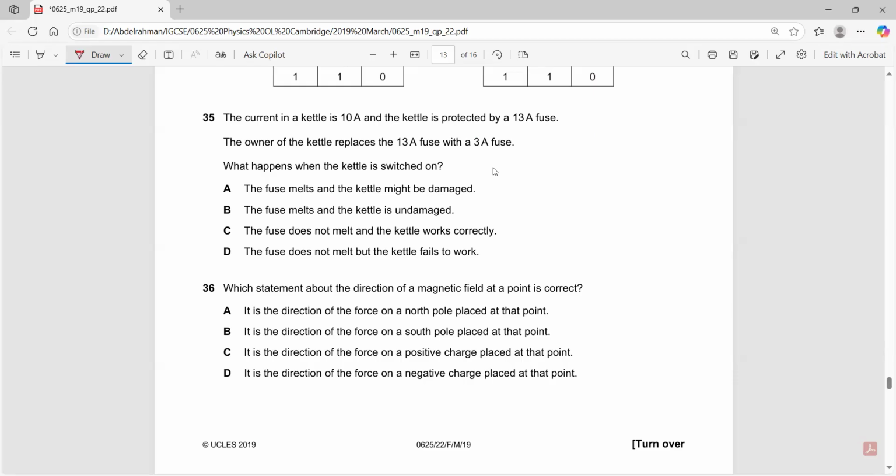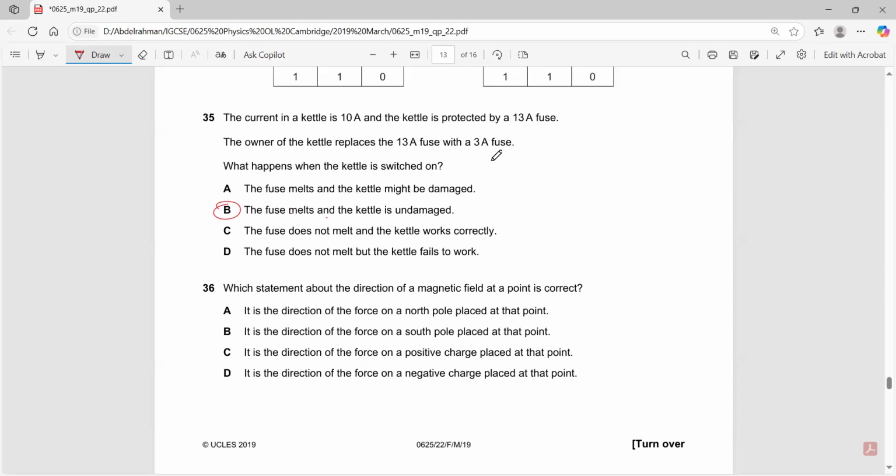Will the kettle be damaged? No, the kettle won't switch on at all. No, this is wrong. So actually, the fuse melts and the kettle is undamaged. Yes, the kettle is undamaged. You need a 13 amp fuse. You cannot use a 3 amp fuse.